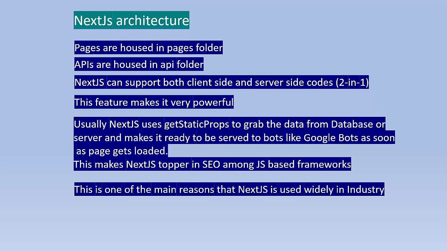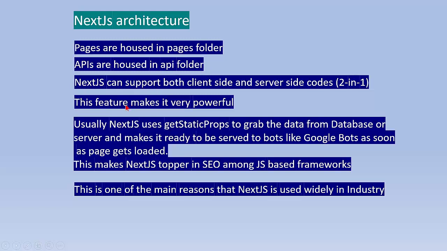In this episode we will talk about Next.js architecture and also see some of the features in a pre-installed Next.js application. So talking of Next.js, pages are housed in the pages folder. I will explain in detail at the coding portion later, but just understand that pages are housed in the pages folder. APIs are housed in the API folder.